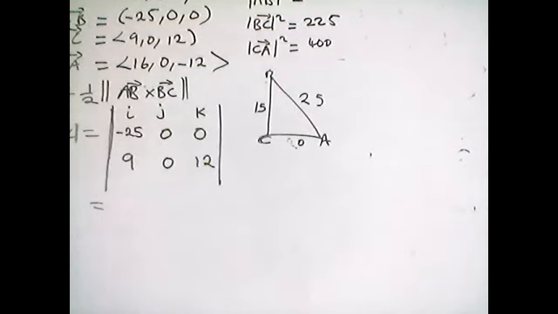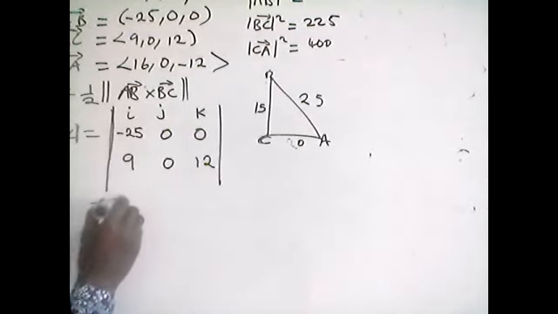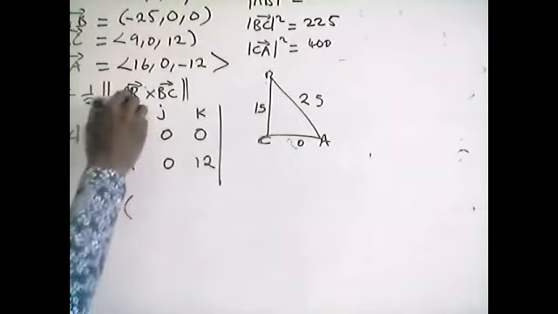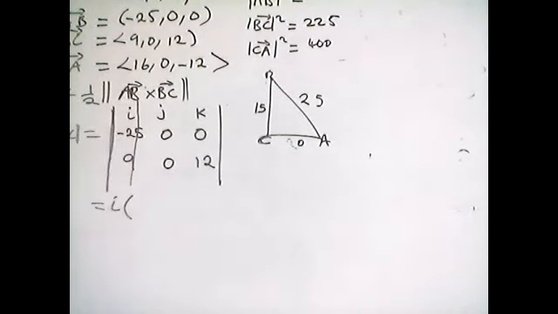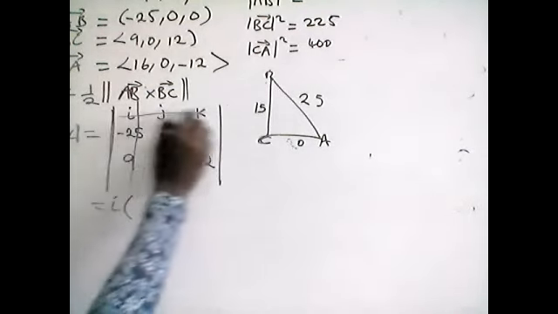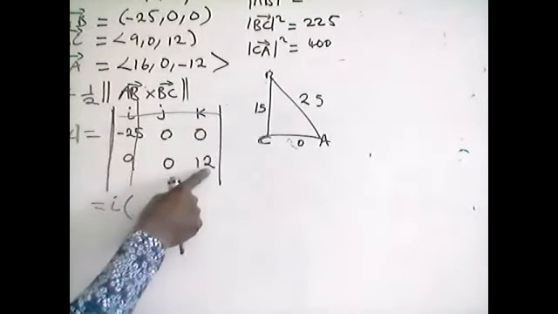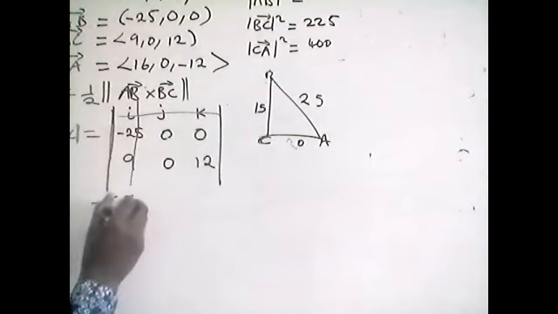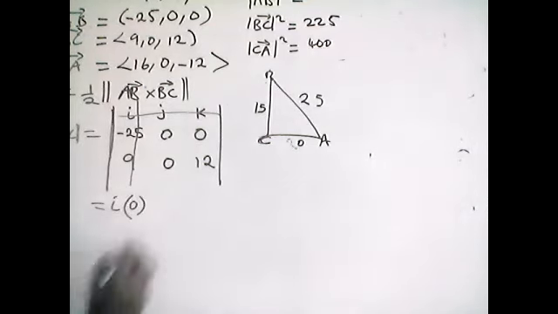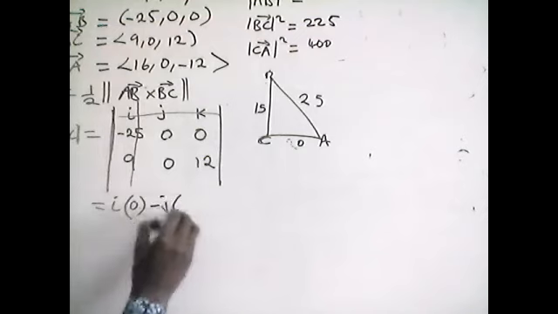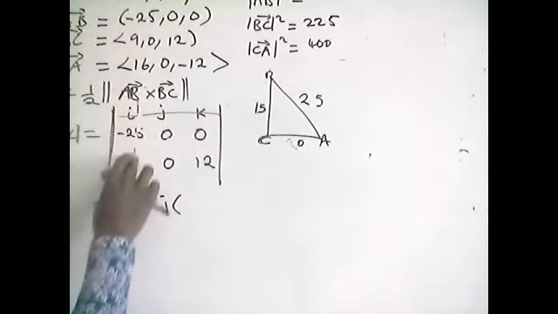So next, we start with I. For this, you remove that row and column to find it. So we are going to remain with this part here. So it is 0 times 12 minus that. So this part is giving us a 0. Then minus j, we do the same.